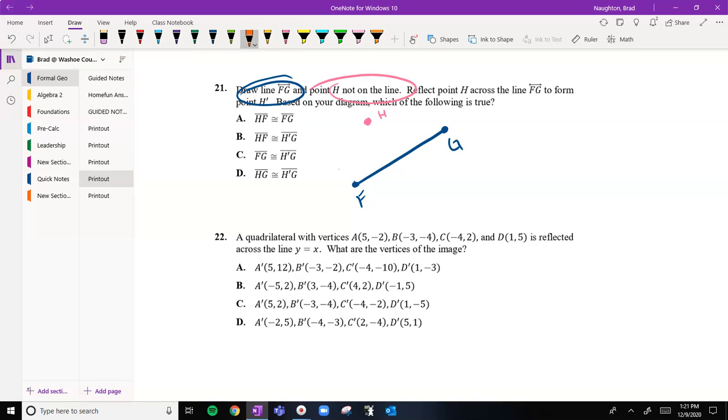And then when you reflect it, remember that reflection, you're going to have the same distance here as you're going to have to the reflection point over here. So we know that that's the same distance. But what is also going to be congruent is the distance from H to F and from F to H prime. So that those are going to be the same. And then from H to G and H prime to G prime. There we go.